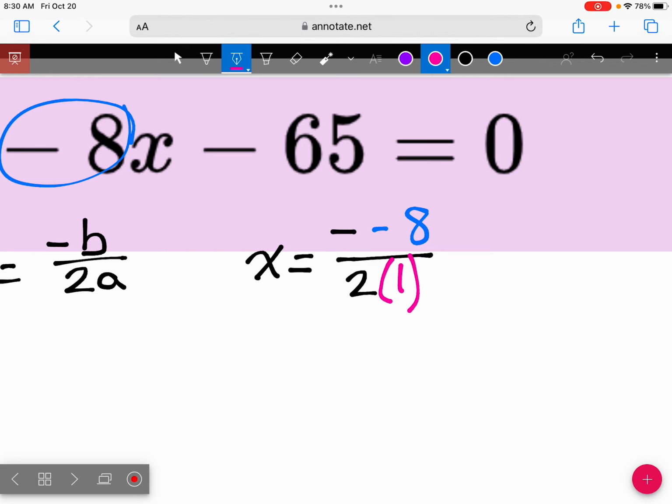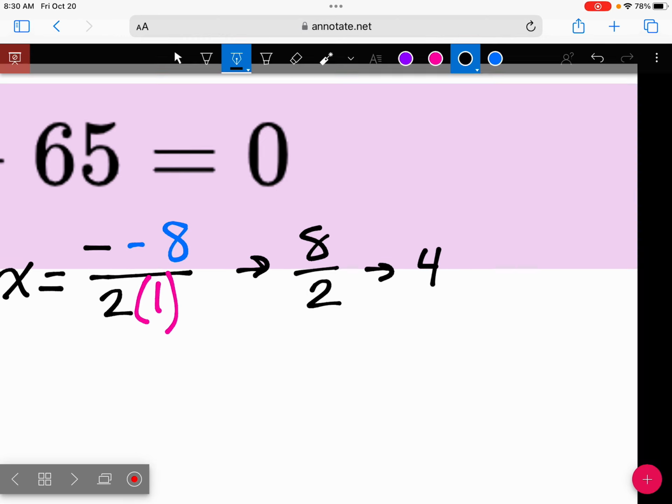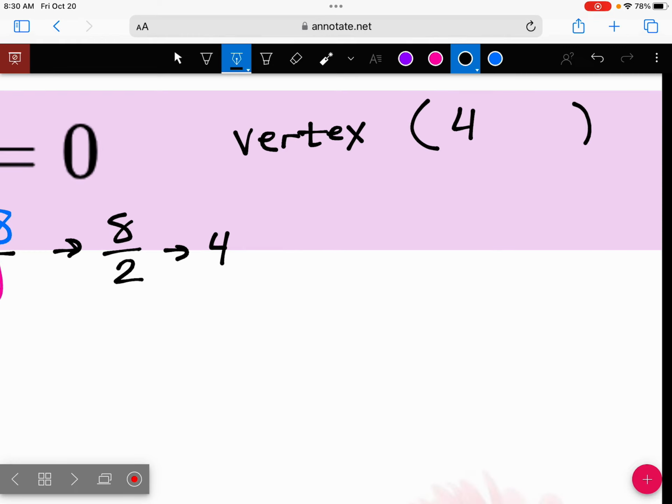So what is the opposite of -8? 8. 2 times 1? What's 8 divided by 2? 4. That tells me in my vertex, that's a T, the X value is 4. That's my H. My H is going to be 4.